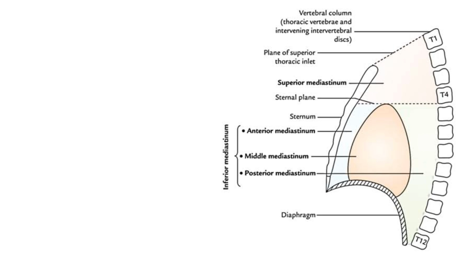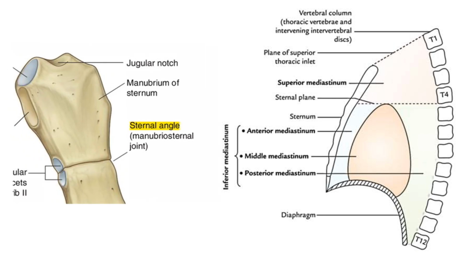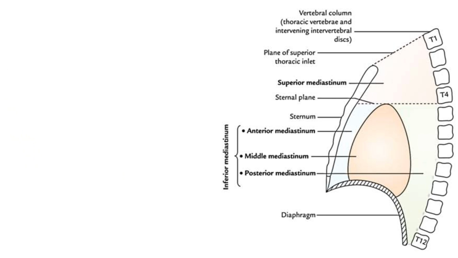So the mediastinum is divided into superior and inferior mediastinum by a horizontal line known as the sternal plane. As you can see in the diagram, it extends from the sternal angle to the lower border of the fourth thoracic vertebra behind. So it divides the mediastinum into superior and inferior mediastinum. The inferior mediastinum, as you can see in the diagram, is also divided into three. It is divided into anterior mediastinum, middle mediastinum, and posterior mediastinum.